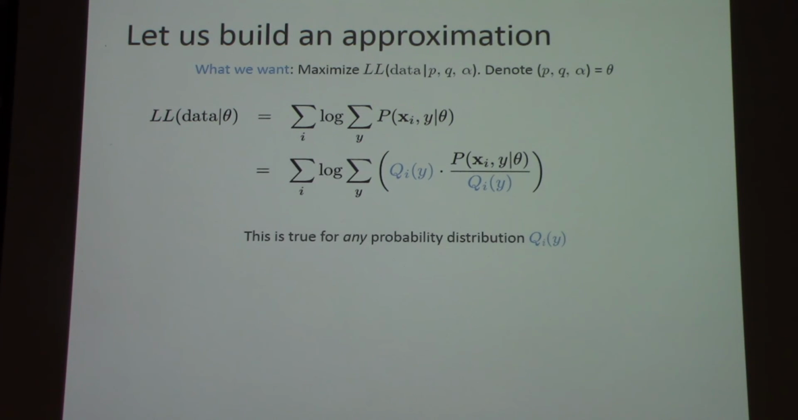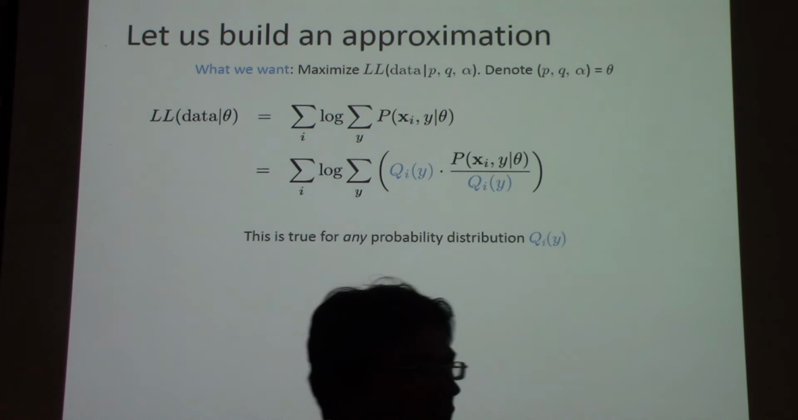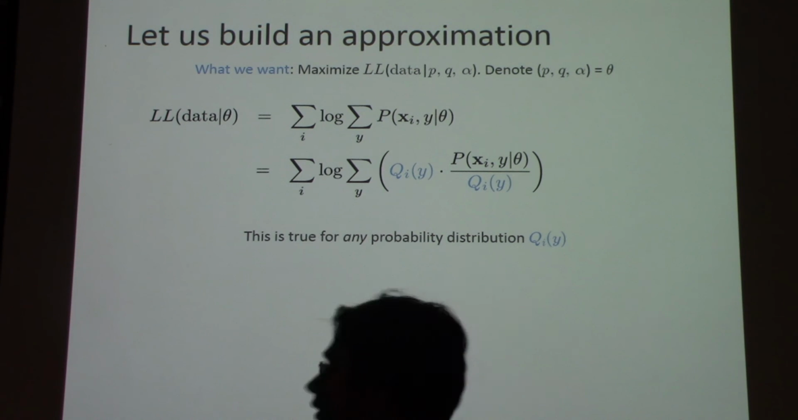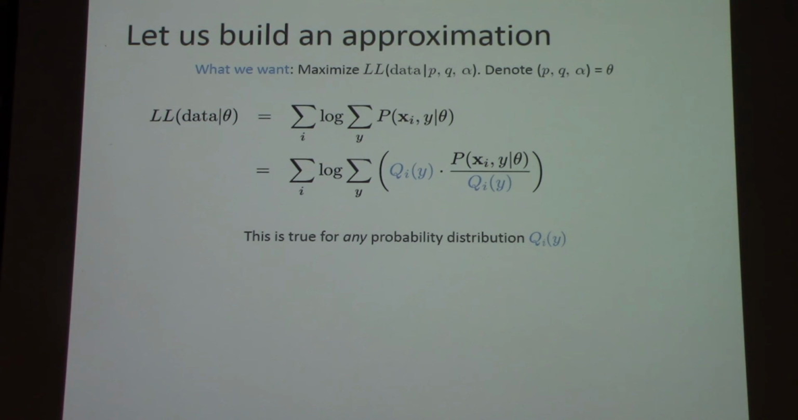Say I have another function q. Let's say q is well behaved, it doesn't go to infinities or zeros. In fact, let's say q is a probability distribution. I can multiply and divide the term inside the summation by q. Right? I've done nothing here. Just multiplied and divided by q. And I'm assuming that q is some probability distribution.